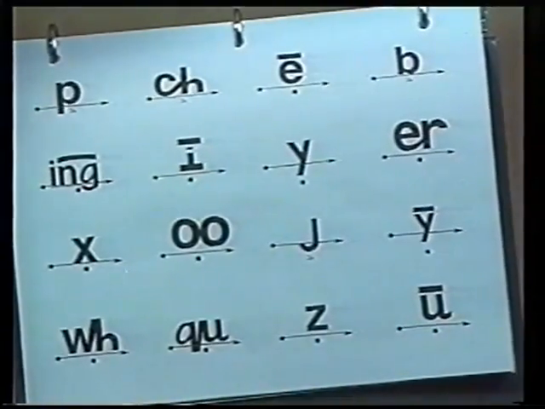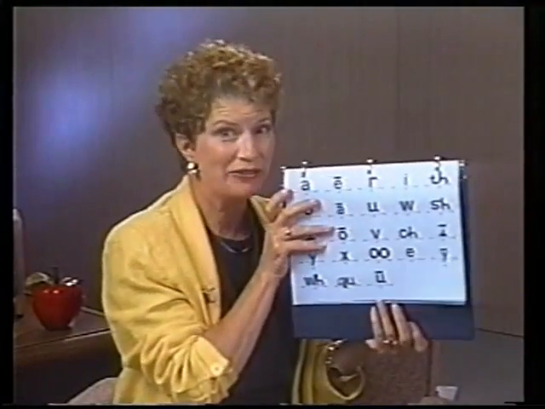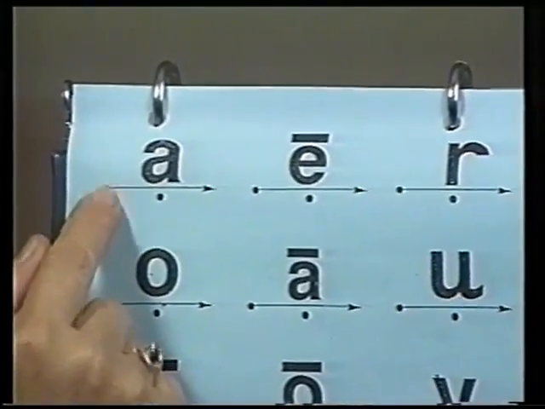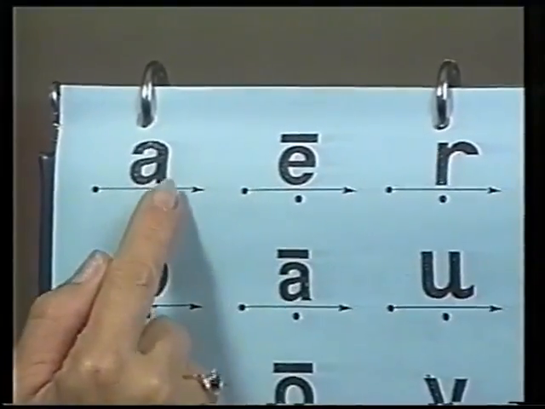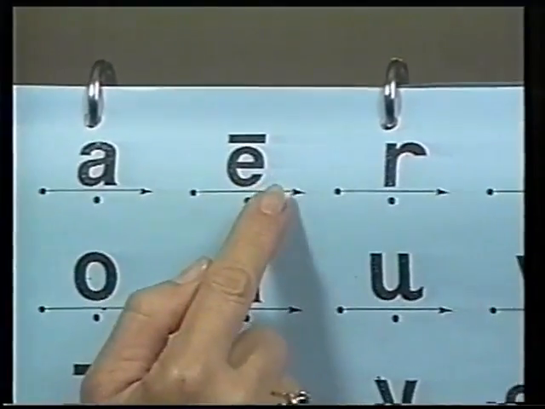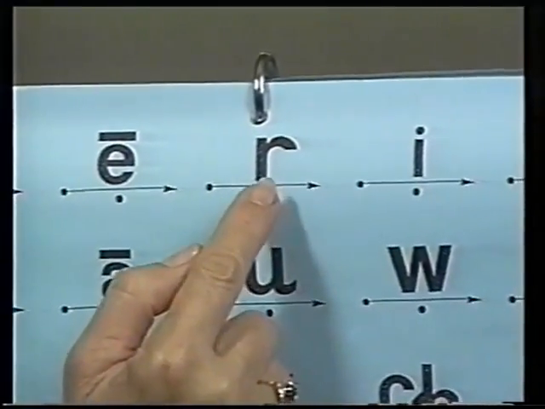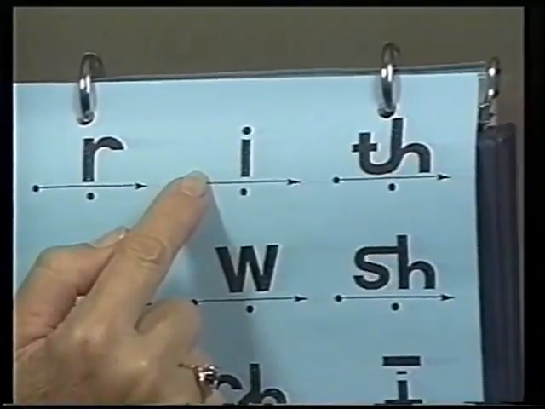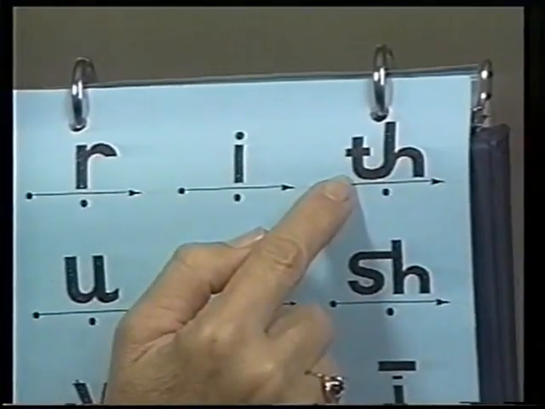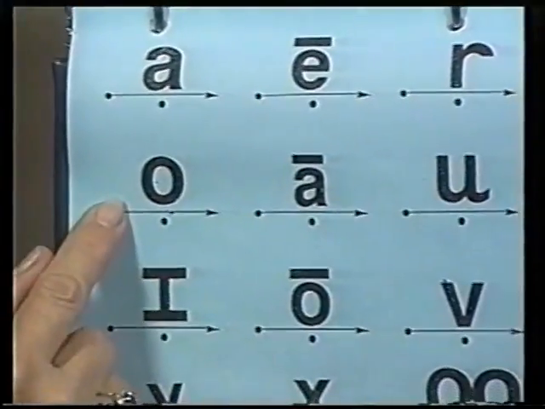Alrighty, now we're going to do a cumulative review of all the hard sounds and the vowels. Here we go. Get ready. Yes, ah. Get ready. Yes, e. Get ready. Yes, r. Get ready. Yes, I. Get ready. Yes, v. Get ready.